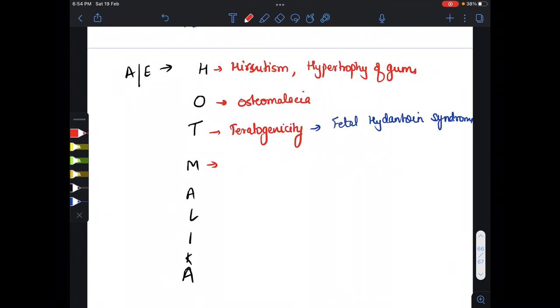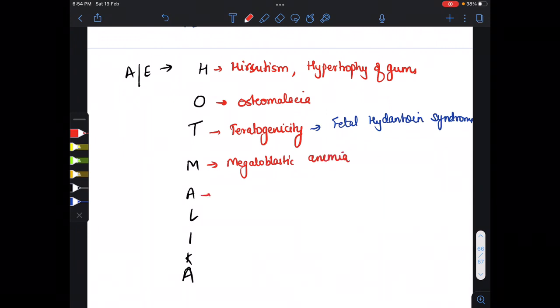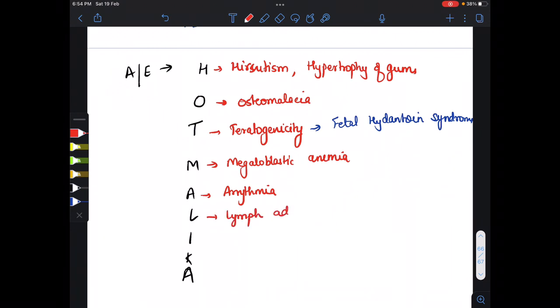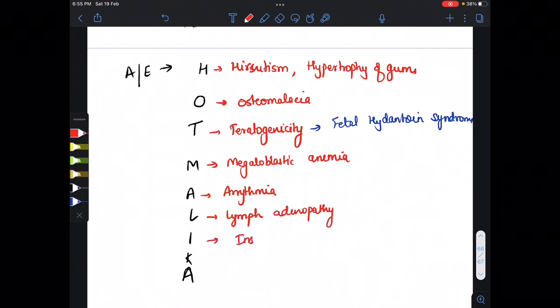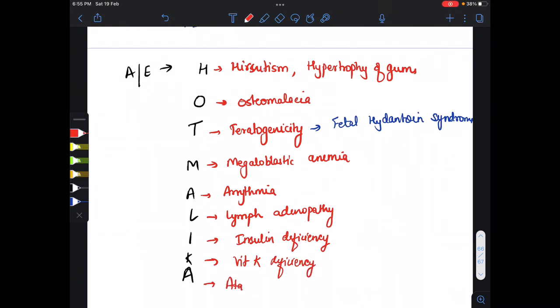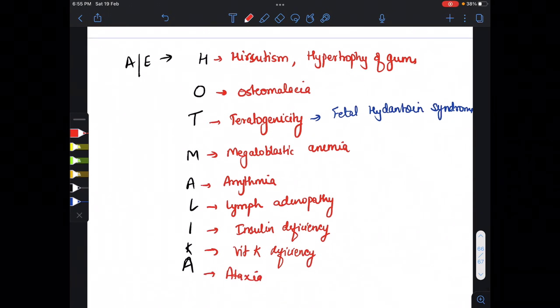M stands for megaloblastic anemia. A stands for arrhythmia. L stands for lymphadenopathy. It causes lymphadenopathy. Insulin deficiency. It also causes vitamin K deficiency. And it also leads to ataxia. So these were the side effects.